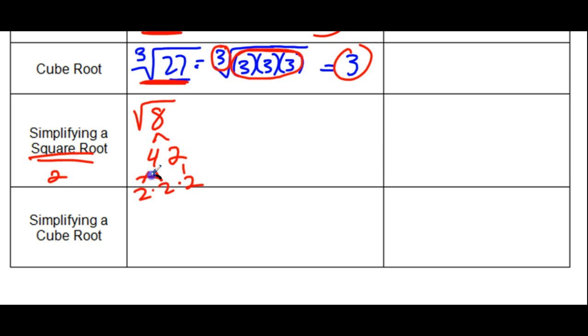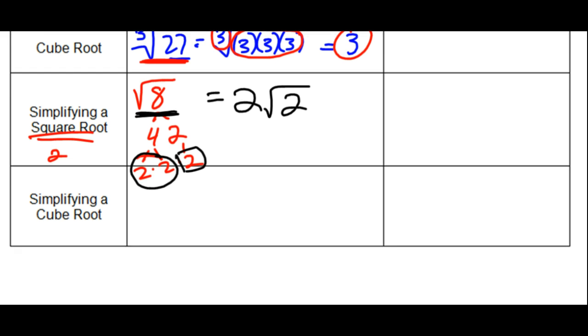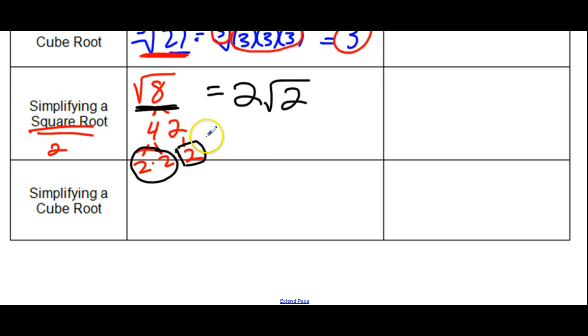Let me do it in a different color. One group of 2, and this one is all alone. So this group of 2 comes out and becomes 2. It's like they found a couple, they got married, and they became one family. And this guy is all alone, so I'm going to leave him in there until he finds a girlfriend or boyfriend or whatever. So here we have 2 square root of 2. This is the exact same thing as the square root of 8. If this is kind of iffy right now, just wait until we do the example problems, and I'll show you more examples on how to do this.